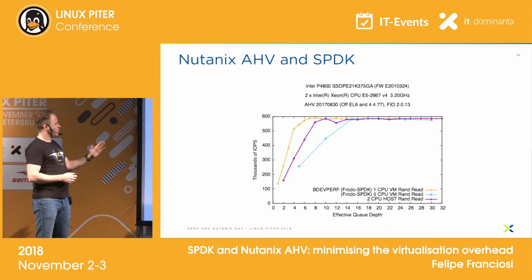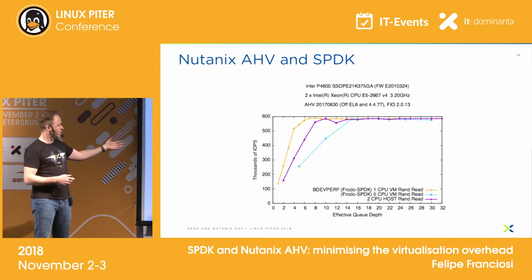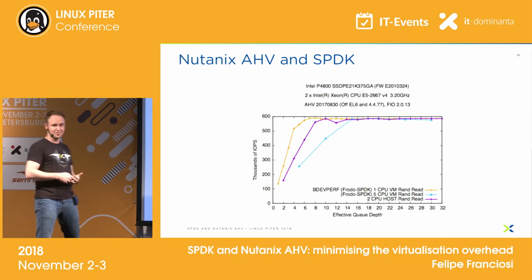So for very low queue depths, we're already having insane IOPS rates. You can think that queue depth 1 is like 120 or something thousand IOPS, right? This is really fast. And we can saturate this drive with a single CPU in the guest and something as small as queue depth 8.